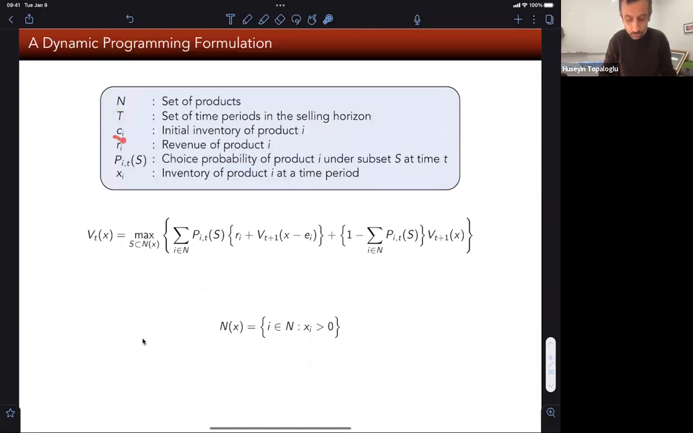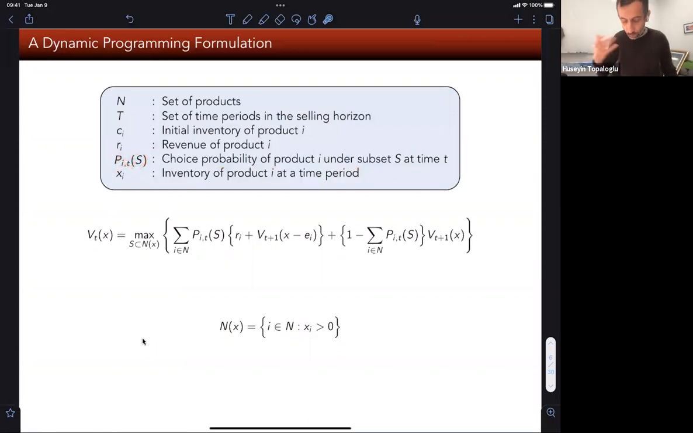c_i is the initial inventory available for product i. So c_i is the initial capacity for product i. r_i is going to be the revenue for product i. Again, this is how much money we make if we sell one unit of product i. And p_it(S) is going to be the choice probabilities as a function of the assortments of products that we offer. Namely, p_it(S) is the choice probability of product i, given that we offer subset S of products at time period t. Once again, p_it(S) is the choice probability of product i, given that we offer the assortment S, subset S of products at time period t.